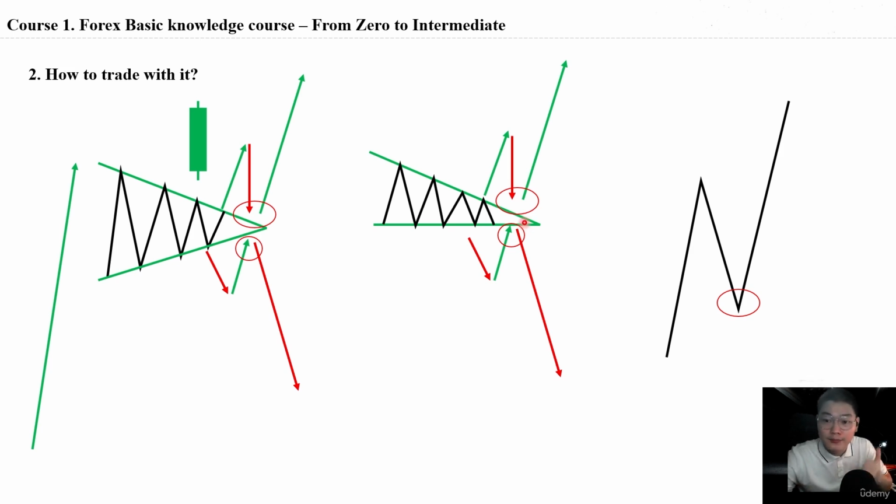For this case, it is also the same theory, nothing special for every pattern. Always wait, price break and retest is the key to be successful. So every trader needs to be patient.